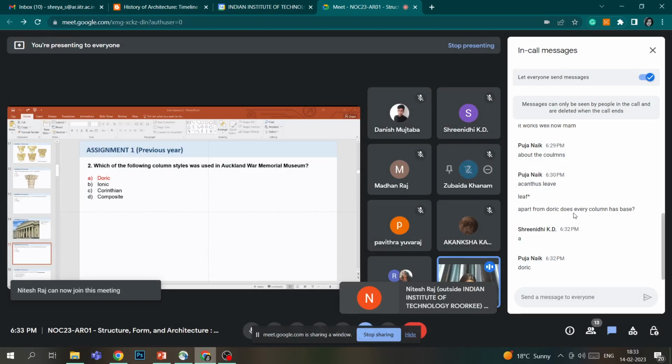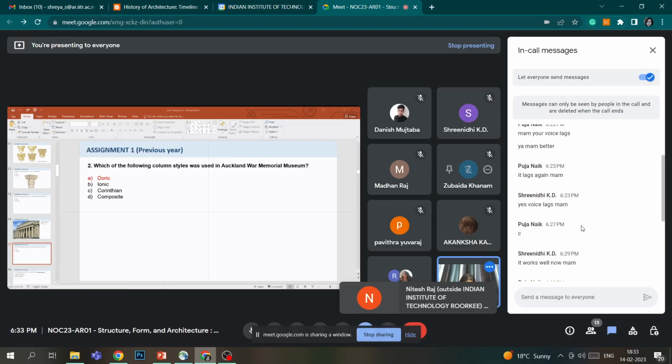Yeah, Pooja. Apart from Doric, every other column has a base. Doric doesn't have a base.